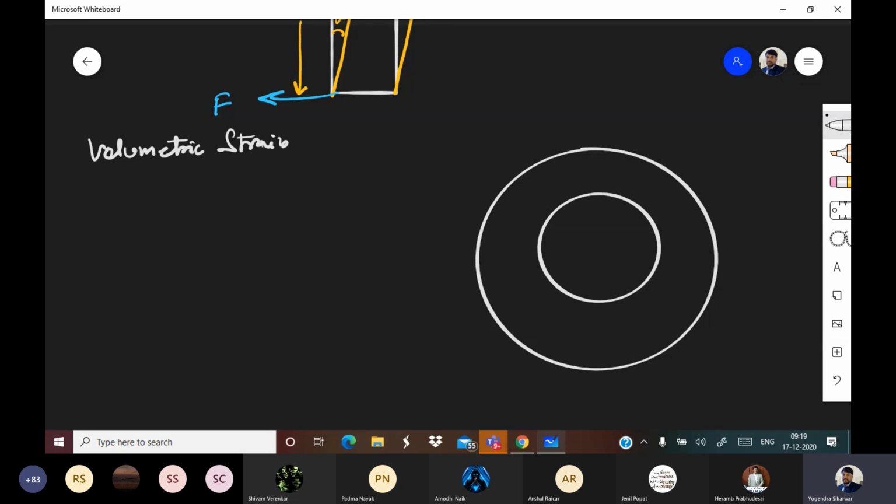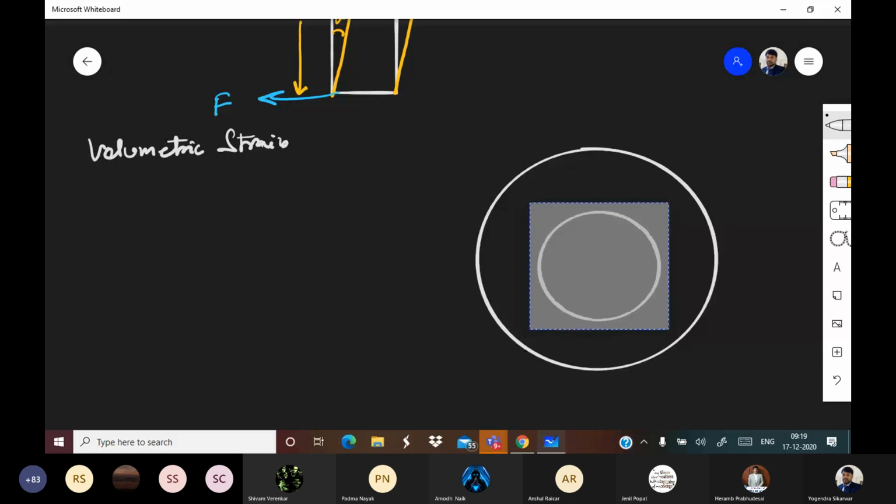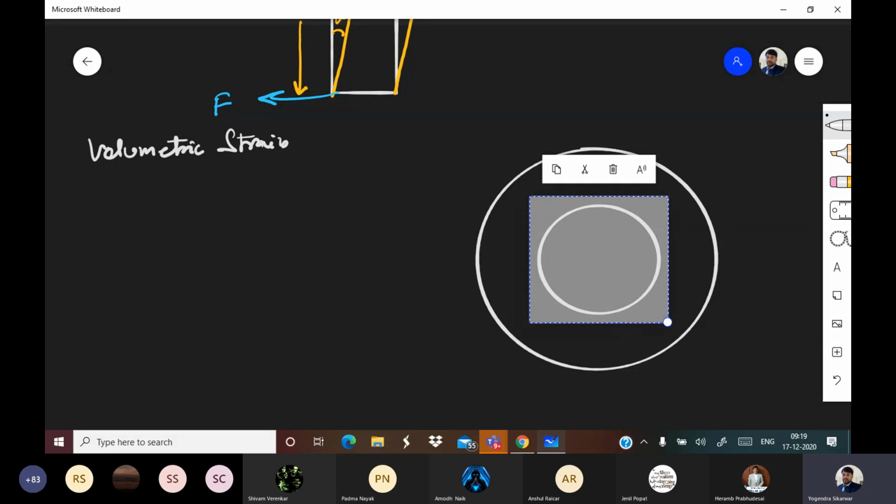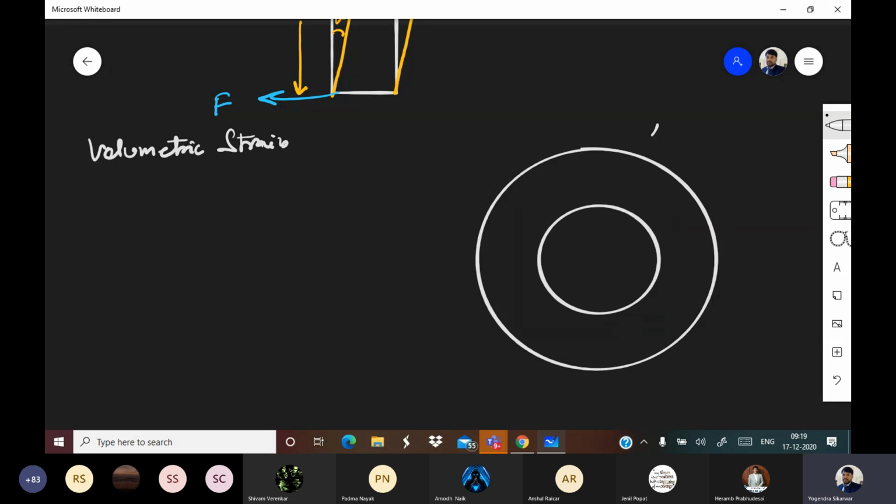Volumetric strain. So this was your initial volume, V naught, and this is V naught minus delta V. So when volumetric stress is applied on an object, the strain produced is called volumetric strain.